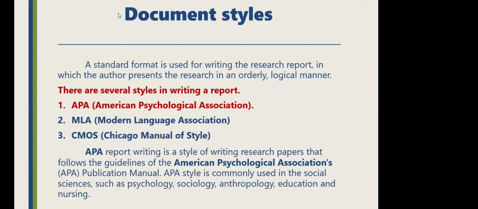Most often, many universities or publishers use the APA style, which is abbreviated from American Psychological Association. This style is commonly used in research fields like social sciences, such as psychology, sociology, anthropology, education, and nursing. So this APA format emphasizes clarity, structure, and proper citation.